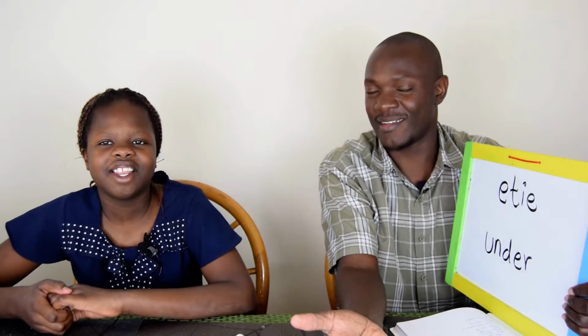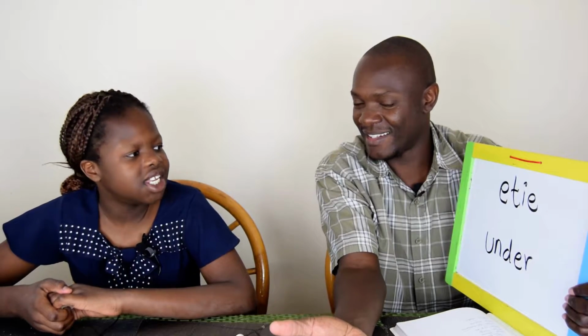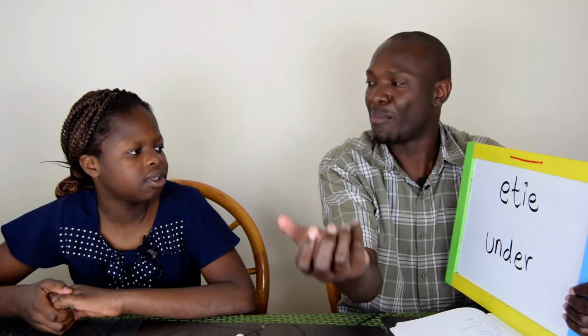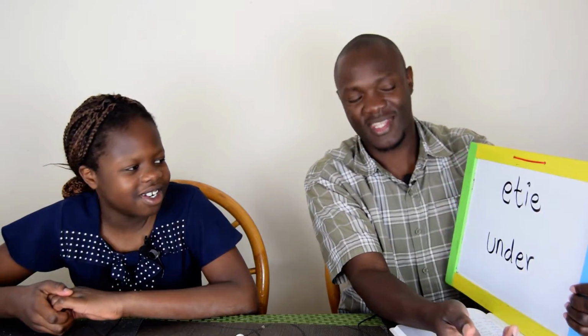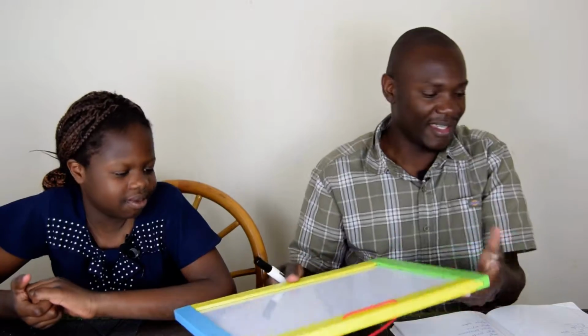Etieyen. So you can say mama nindo etieyen. What does that mean? Mom is sleeping under the tree. Yes, mom is sleeping under the tree. Etie.